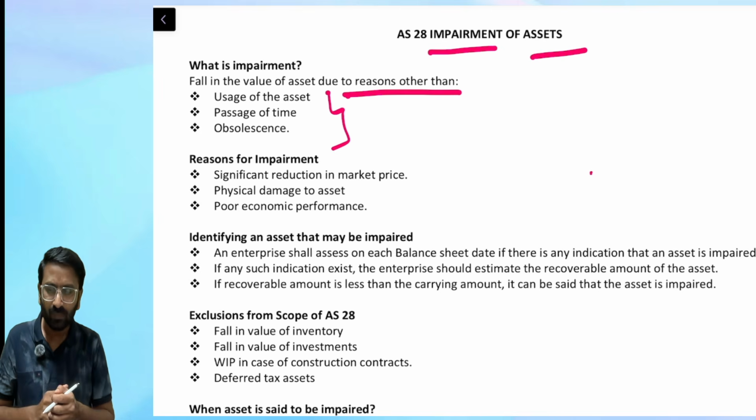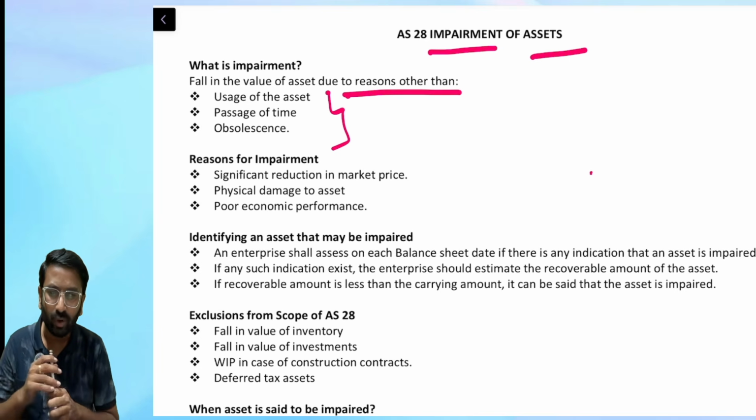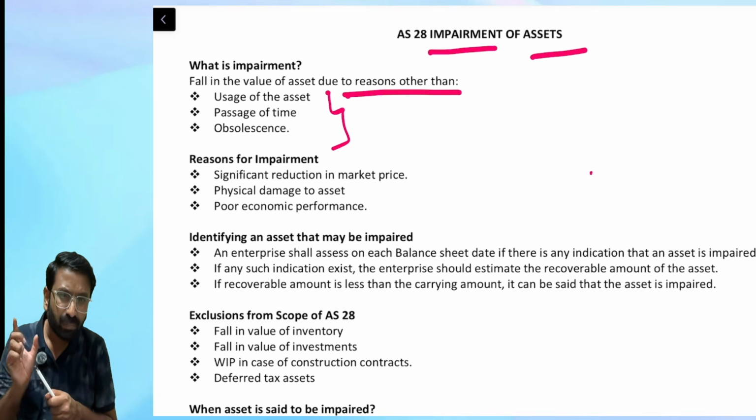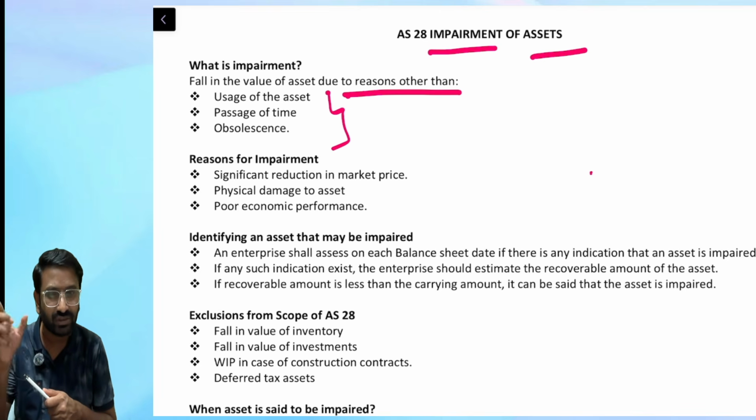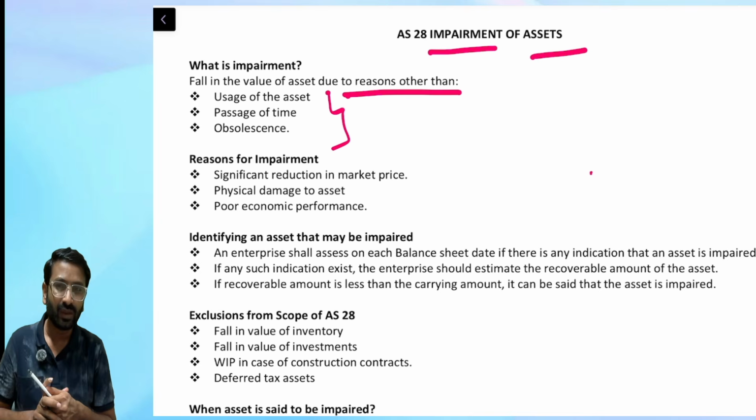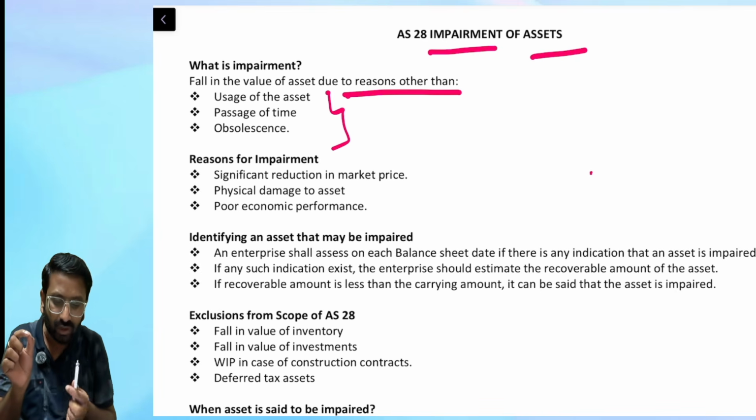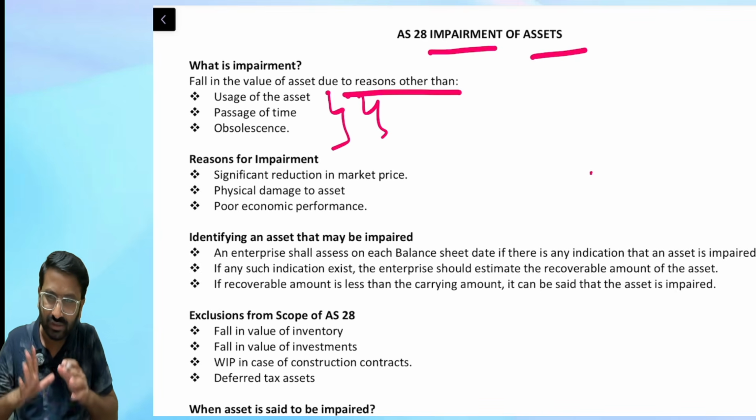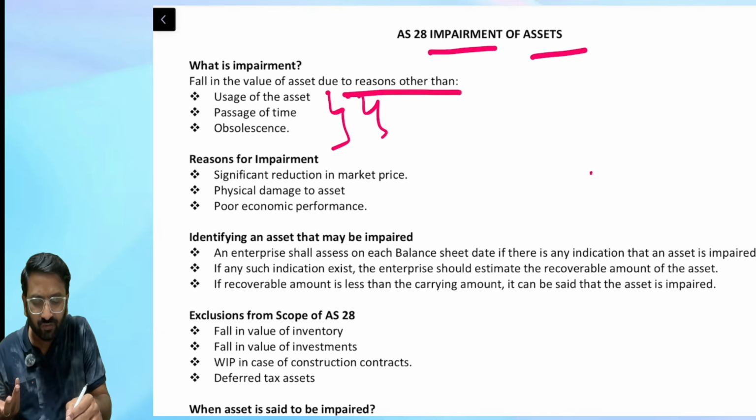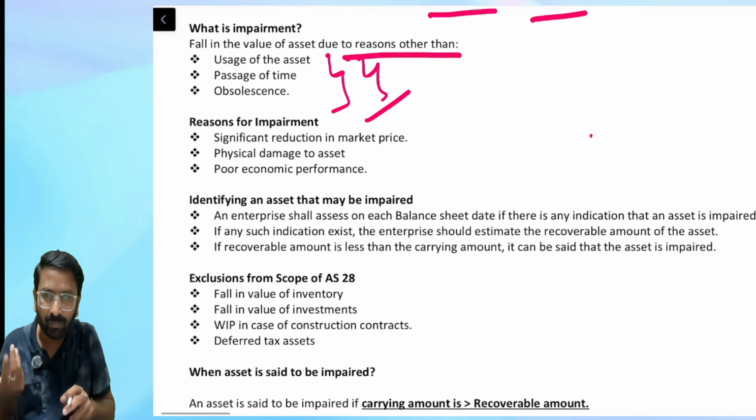Similarly, let's say I purchase one land. I'm paying 10 lakh rupees, I bought a land. Currently, that land is under some litigation. Because of that, the market price of the land will come down. And if the market price of land is coming down, I cannot call it depreciation, that is called impairment. Which means impairment means asset value is going down because of reasons other than depreciation. Is that clear?